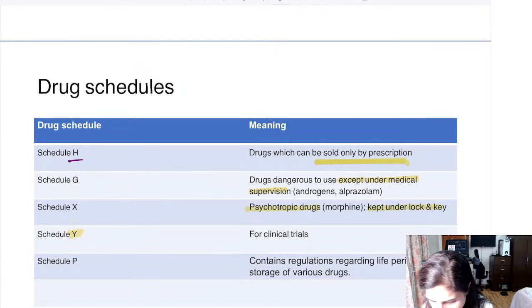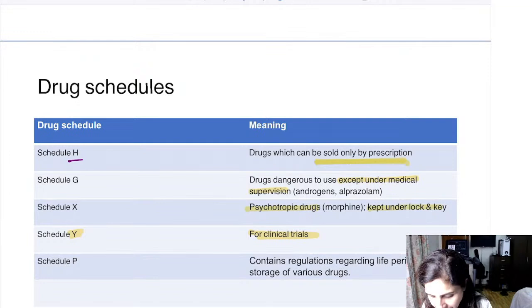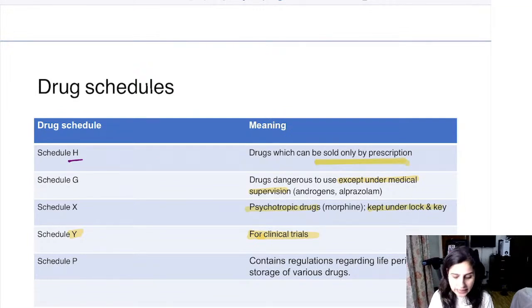Schedule Y deals with the clinical trials. Why are you giving it? So you need a trial to prove that this drug is effective. So Y is basically all the regulations and everything regarding clinical trials.